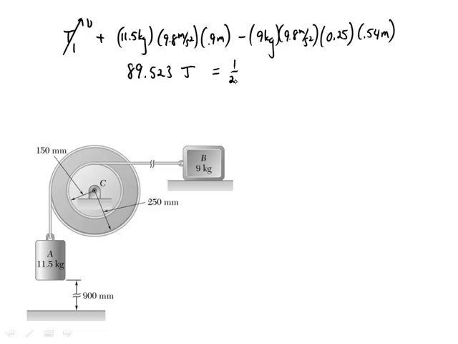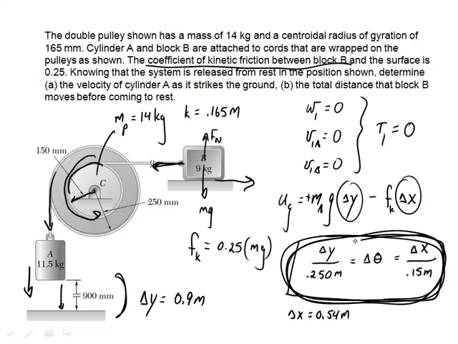Well, that's going to be 1/2 times 11.5 kilograms times the velocity of A squared plus 1/2 times 9 kilograms times the velocity of B squared. And keep in mind this same relationship here that I had between delta y and delta x is also going to be the relationship between V sub A and V sub B.